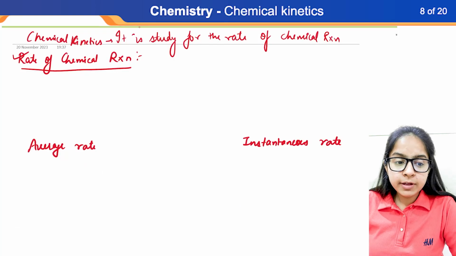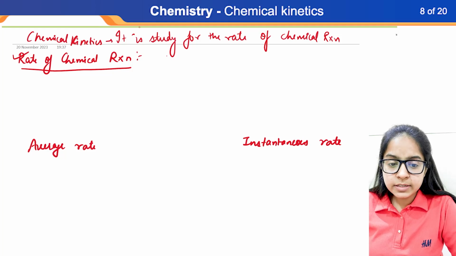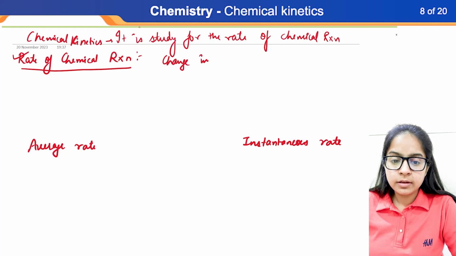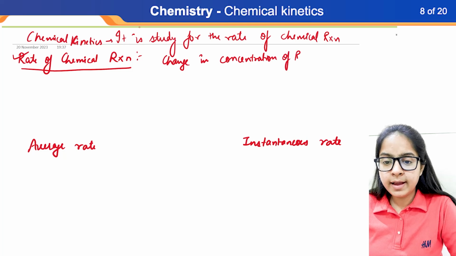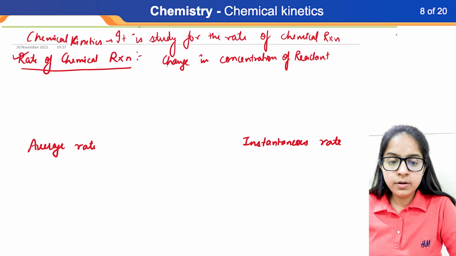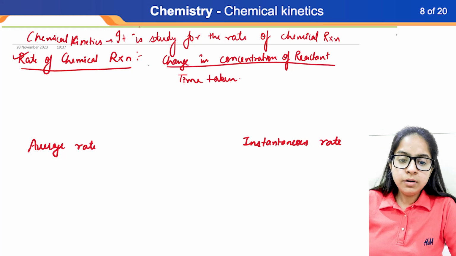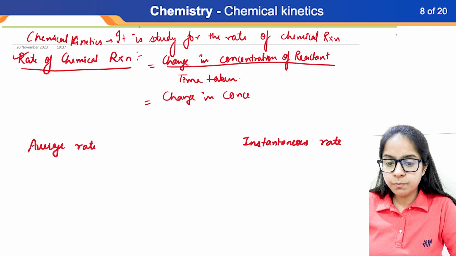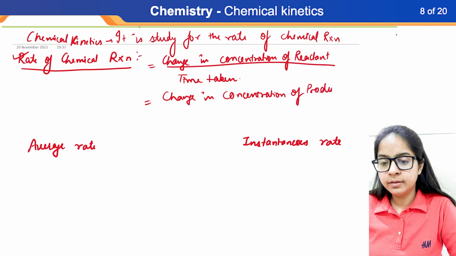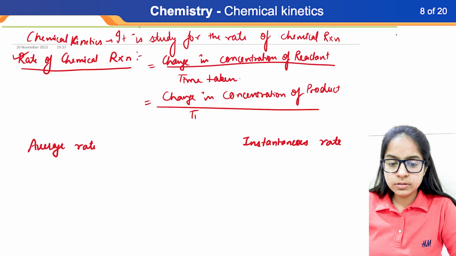Means if we are going to say that this is the rate of chemical reaction, then we need to note that the change in concentration of reactant upon time taken can be the rate of chemical reaction. Or we can say that change in concentration of product upon time taken is also defined as rate of a chemical reaction.